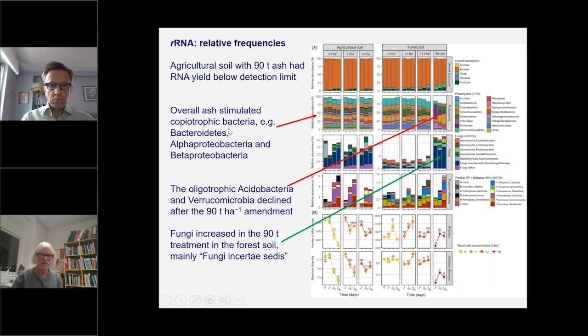Overall, and probably not very surprisingly, if you look at this panel, which shows the bacteria, we could see that amendment with bioash stimulated the copiotrophic bacteria, whereas there was the opposite tendency for the oligotrophic bacteria, that they declined, at least with high ash amendments.